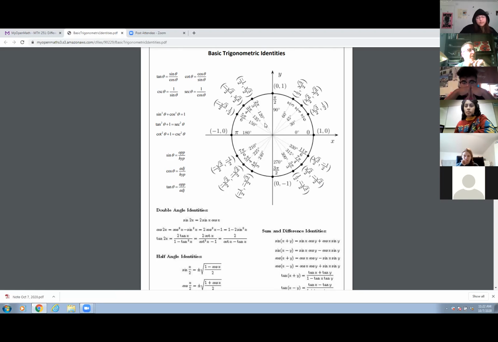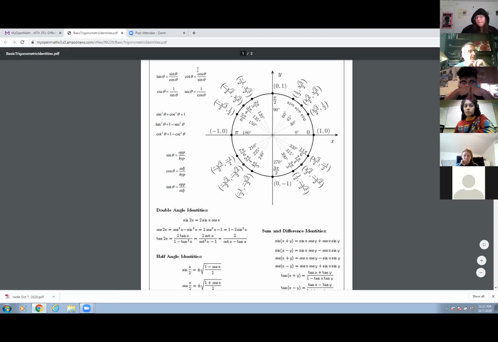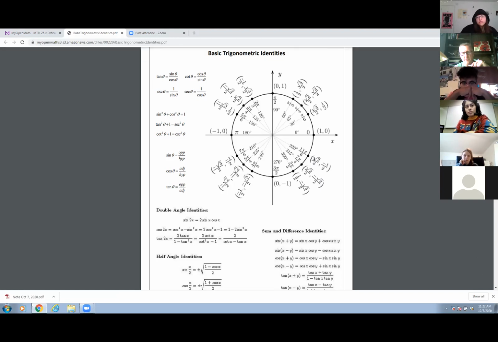Let's remind ourselves of one quick thing. I see I'm over time here, but we're going to need this tomorrow. Tangent is sine over cosine, cotangent is cosine over sine. We're going to need that directly tomorrow. But as an example, do you remember how to read this chart? If somebody says, what's the sine of 4 pi over 3, can you read that off this circle right here?